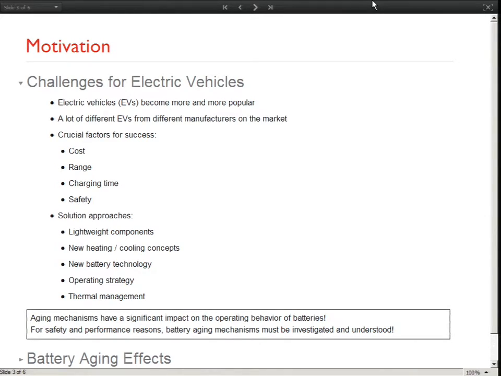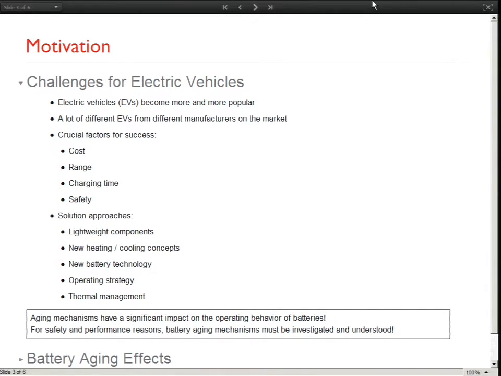Solution approaches to overcome these problems are to use lightweight components, and to use novel heating or cooling concepts to increase the range, so to optimize the energy efficiency of electric vehicles. Other approaches are to investigate new battery technologies to increase the energy or power density of lithium-ion batteries, or to optimize the operating strategy and do some thermal management so that the components don't overheat and get damaged during operation.